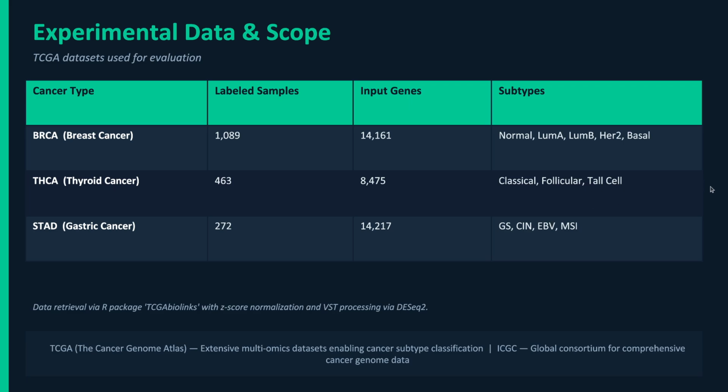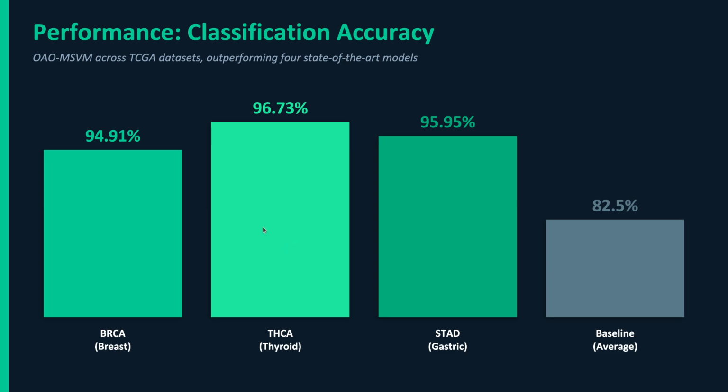Classification results. DriverSubSBM achieved high accuracy, which is 94.91% for BRCA, 96.73% for THCA, and 95.95% for STAD. It significantly outperformed existing state-of-the-art models.